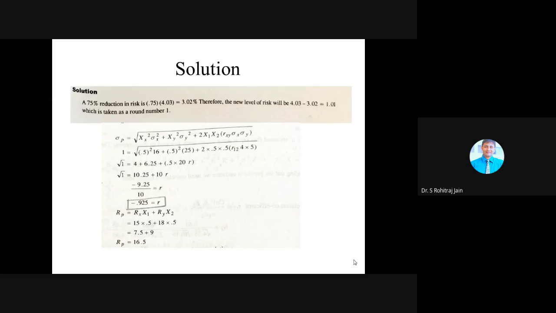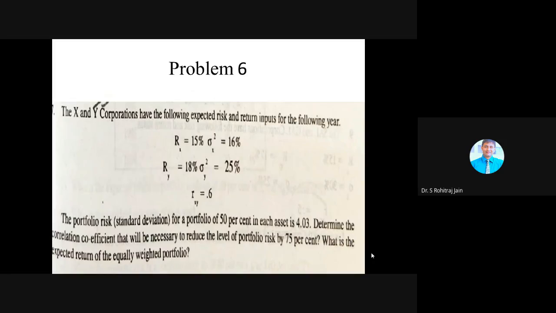What he has told me is a 75% reduction in risk. Please understand the question. A 75% reduction in risk is what? They have given me the portfolio risk, that is the standard deviation of the portfolio, equal to 4.03. So a 75% reduction in risk means 0.75 multiplied by 4.03, which comes to 3.02%. So now the new level of risk will be 4.03 minus 3.02, which is equal to 1.01, which we can take as 1 for the problem.